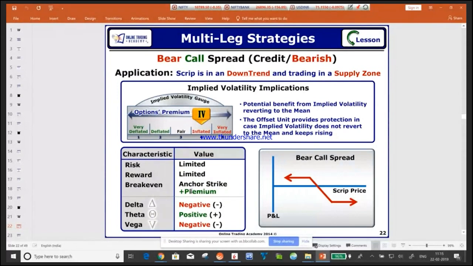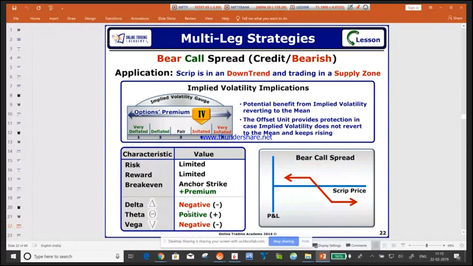No, Rameshji, anchor strike plus premium is because of the call spread, and delta is, so you're saying delta is negative because we are bearish, right? Correct. So delta is negative because it's a bearish position. Theta is, why is theta positive? Because we are selling options. No, not call, Ramesh. We are selling options. So time is our friend, not enemy.